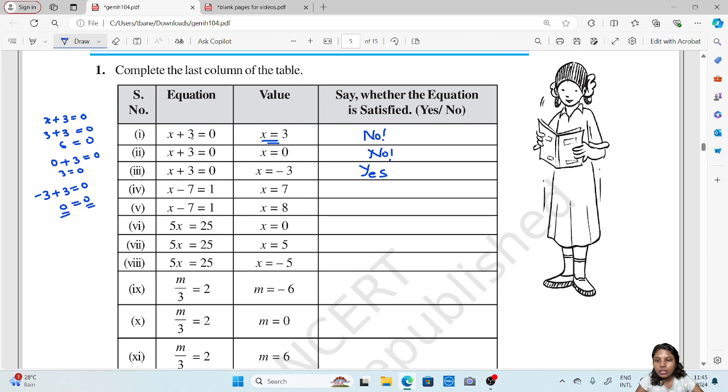In a similar way, see here you have x minus 7 equals 1. So now the x value they have said is 7. So 7 minus 7 is what? 0 equals 1. Is the equation satisfied? No. Then we have x minus 7 equals 1 and the x value is 8. So 8 minus 7 equals 1. 8 minus 7 is what? 1. So here the equation is satisfied. So similarly we have to solve the rest of them.